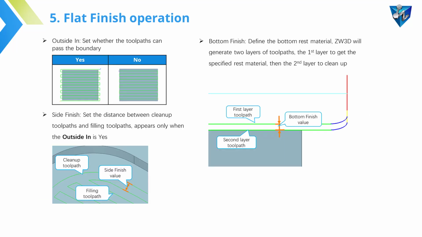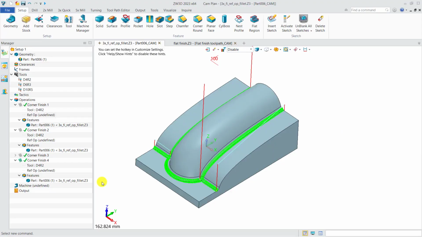Then outside in option is to set whether the toolpath can pass the boundary. Then sign finish is to set the distance between the cleanup toolpath and filling toolpath. It will appear only when the outside in is yes. Then the last one, bottom finish. It will define the bottom rest material. ZW3D will generate two layers of toolpaths. The first layer to get the specified rest material, then the second layer to clean up. Now let's go to ZW3D and check the corner finish operation and flat finish operation.